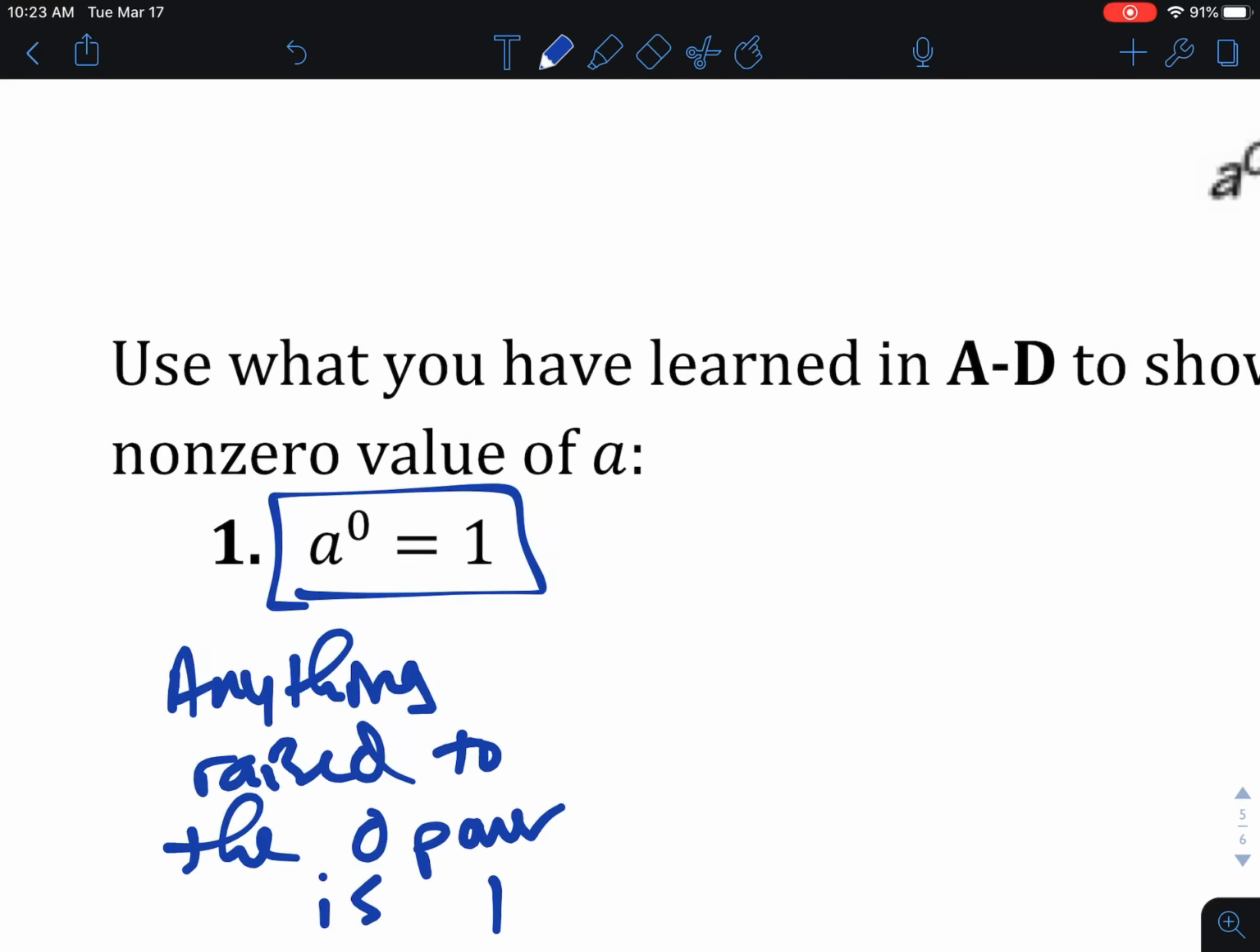Well, what if I have 2 squared? Okay. What if I divide that by 2 squared? What should that be? Well, we've got a couple different ways we could write this.